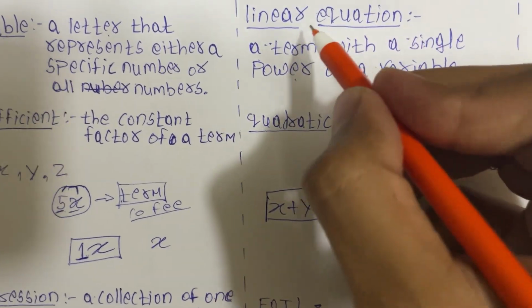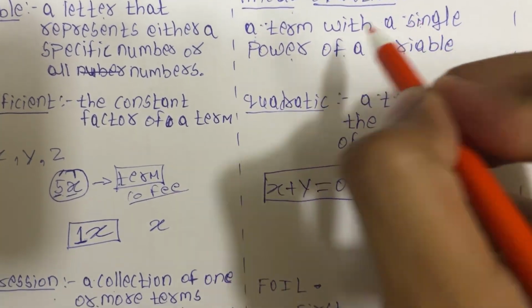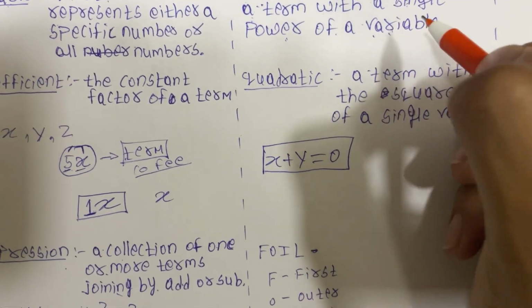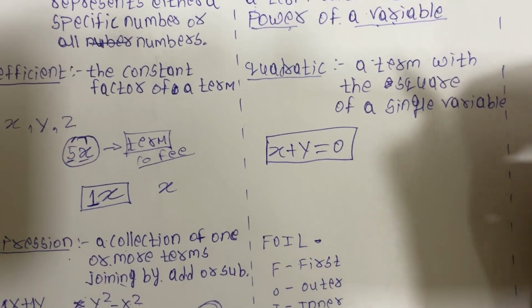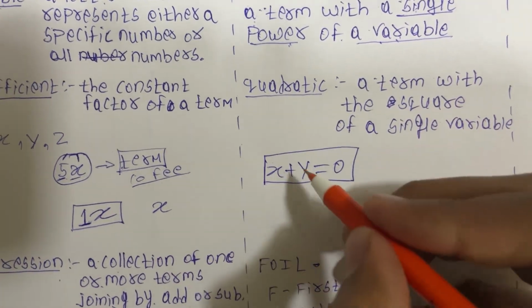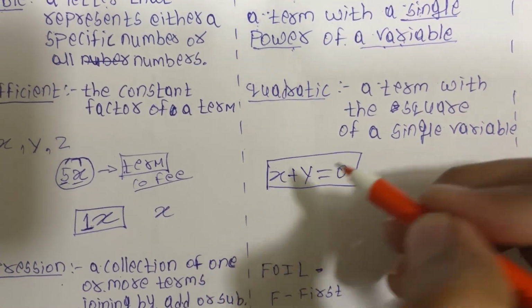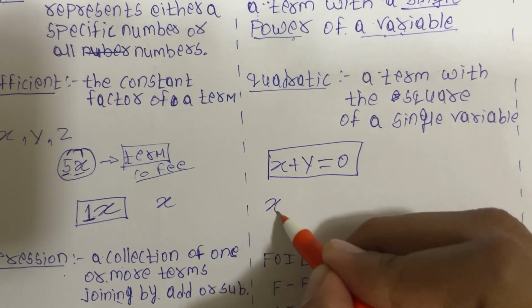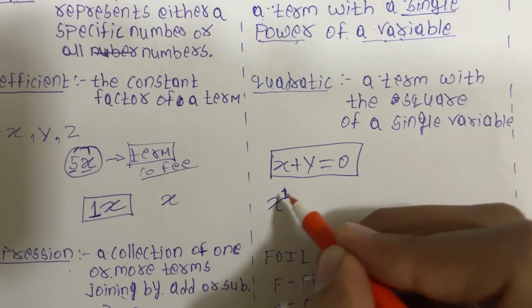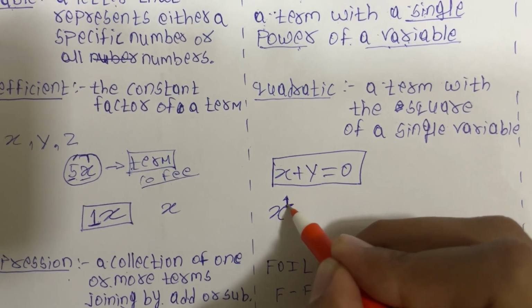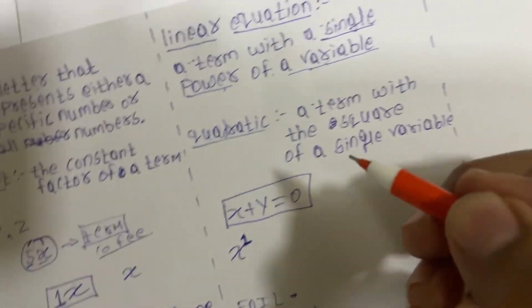And what is a linear equation? A term with a single power of a variable. So single power of a variable. What is a single power of a variable? It means this is a variable, and it has a power on its head.